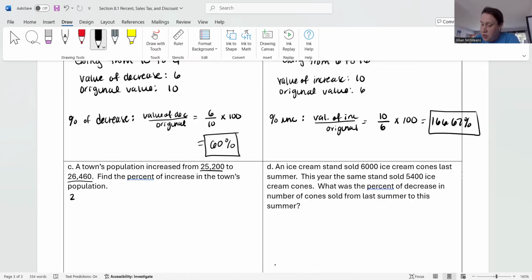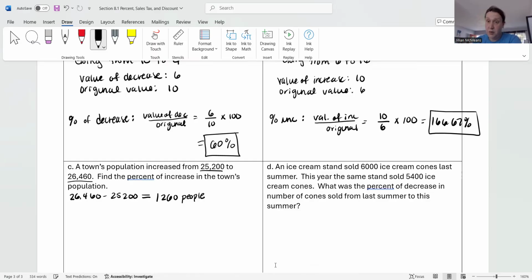So to do that, you just subtract these two numbers. So once we subtract these numbers, we'll know how much the population increased by, okay? So we would take 26,460 minus 25,200, and we get 1,260. So the population increased by 1,260 people, okay?